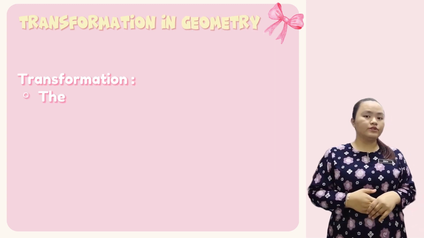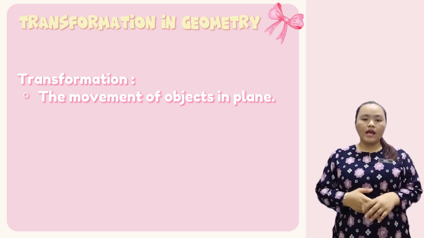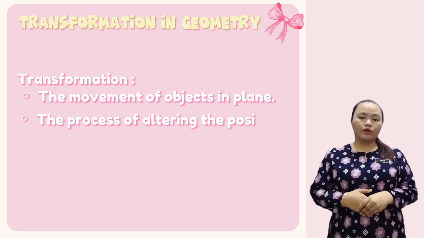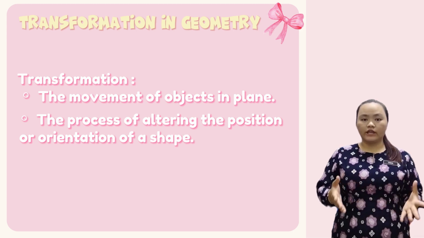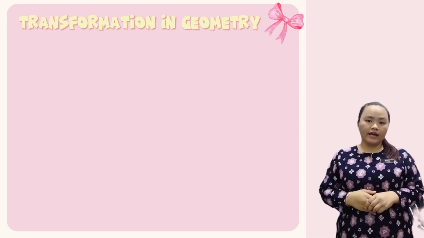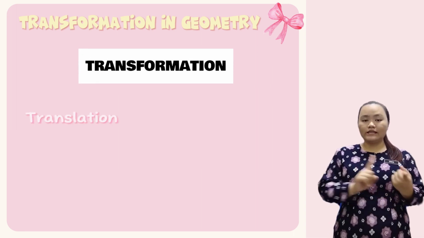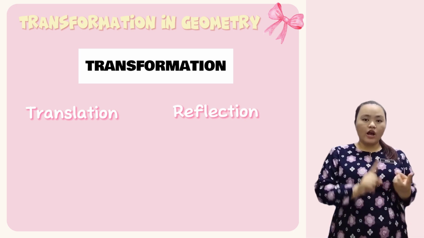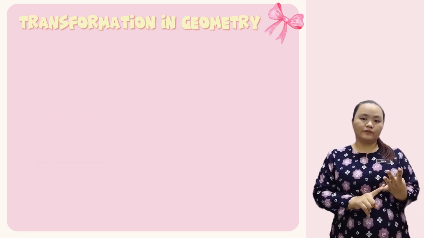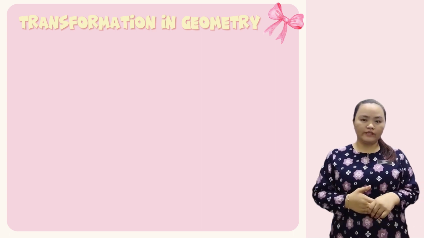Next, I will talk about transformation in geometry. Transformation in geometry refers to the movement of objects in a plane. More formally, it is the process of altering the position or orientation of a shape. There are several types of transformation in geometry, which are translation, reflection, rotation, and dilation. Without further ado, I will explain each type of the transformation.